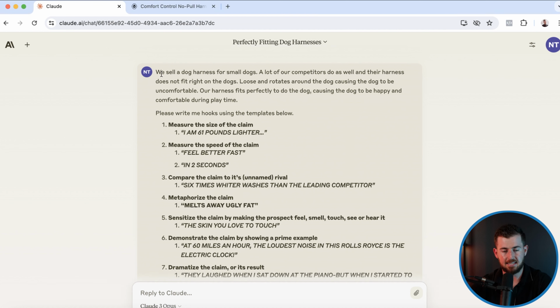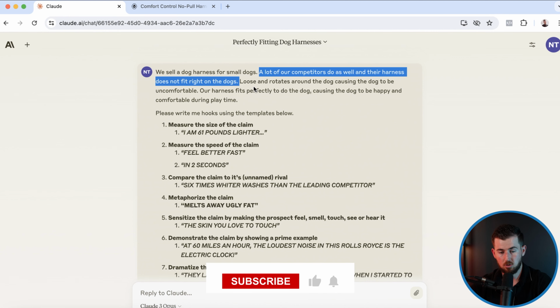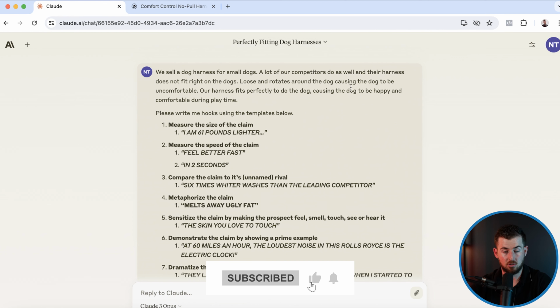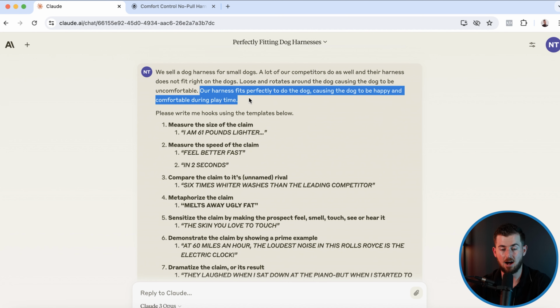And what I did was I said, hey, we sell a dog harness for small dogs. A lot of our competitors do as well, and their harness does not fit right on the dogs. So I'm calling out the bad fit right here. Loose and rotates around the dog, causing the dog to be uncomfortable. Our harness fits perfectly to the dog, causing the dog to be happy and comfortable during playtime. See what I did right there? I just basically highlighted the negative of the product, and I just highlighted our positive.